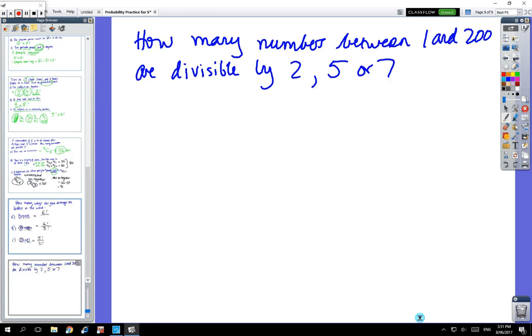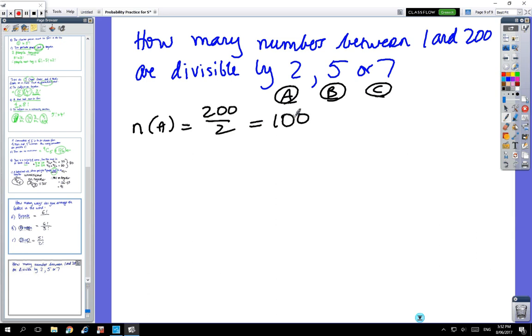And last page. Okay, how many numbers between 1 and 200 are divisible by 2, 5, or 7? So this is the inclusion-exclusion principle question. So pause, and when you're ready, come back live. Okay, so this is going to be event A, event B, event C. So the number in A equals 200 divided by 2. So we've got 100 numbers.